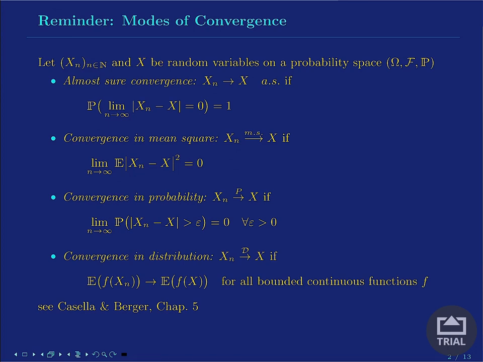And actually, by Chebyshev's inequality, one can show that the convergence in probability is implied by the convergence in mean square. So we have that the probability that |Xn - X| is larger than epsilon is bounded by Chebyshev's inequality by the mean square deviation divided by epsilon squared.